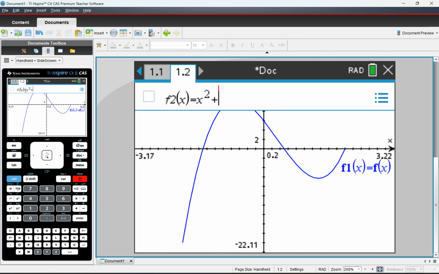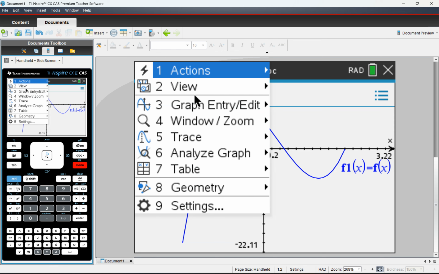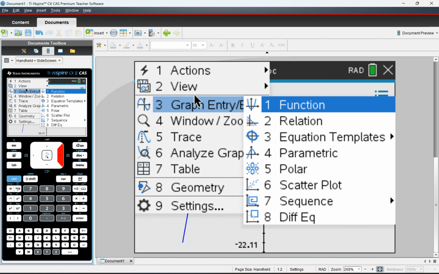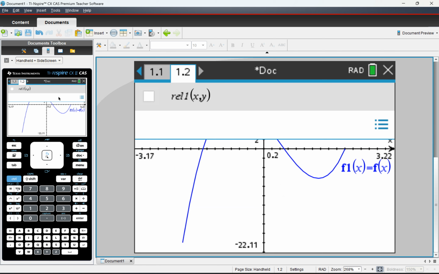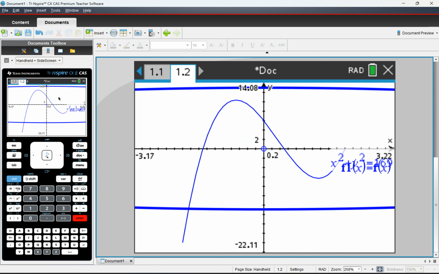So you have to actually change this to not a function mode, you have to go to menu and graph entry. Okay, so menu number 3, can you see how I'm always starting in function mode? It's a relation, or you can use templates. So they have some templates there, but because we've got a relation, if you go to number 2, now it doesn't have the f at the start. So you can actually now type x squared plus y squared is equal to 169.